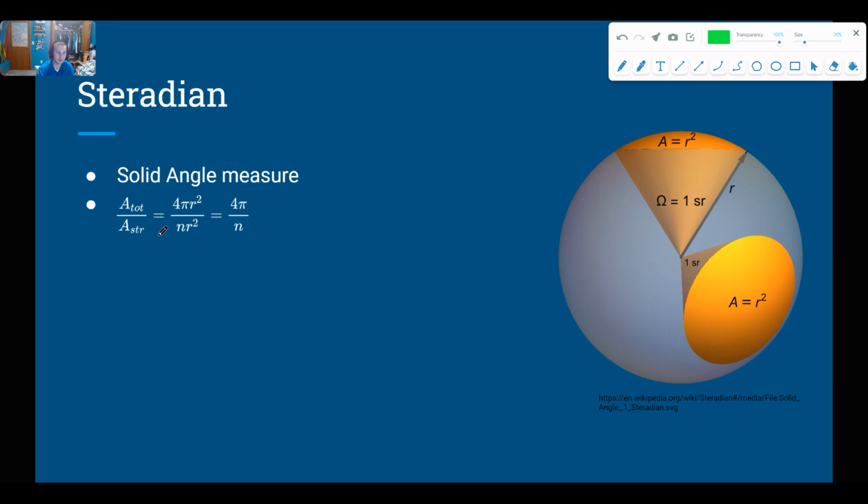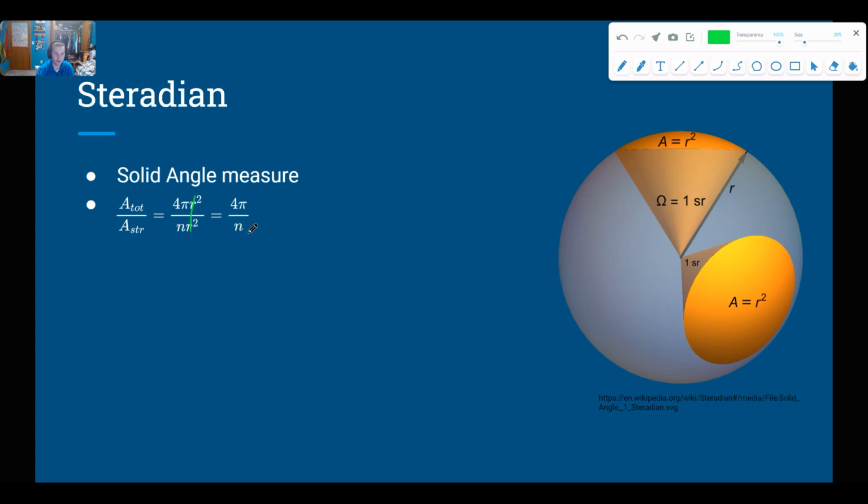So how I think about the steradian is that you have the total surface area of the sphere, which is 4 pi r squared, right? And then you have the steradian area, which is the number of steradians times r squared. Since the radius of your sphere is the same, you can cancel them out, and so then you get 4 pi over n. So how I like to think of it is as a percentage: if you have a steradian, what percentage of the area is being taken up by that amount of steradians, okay?